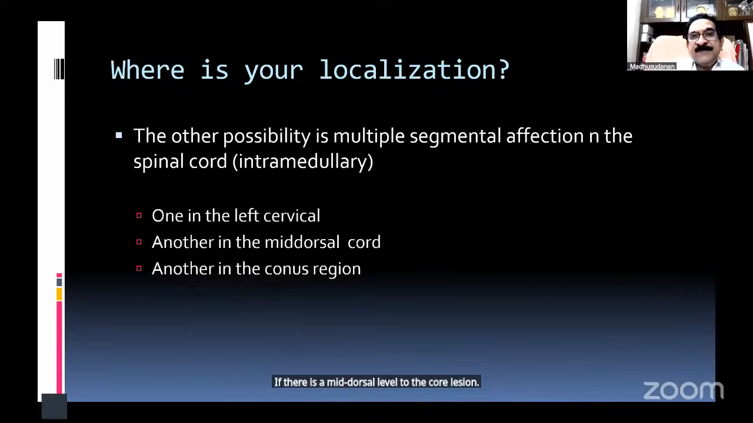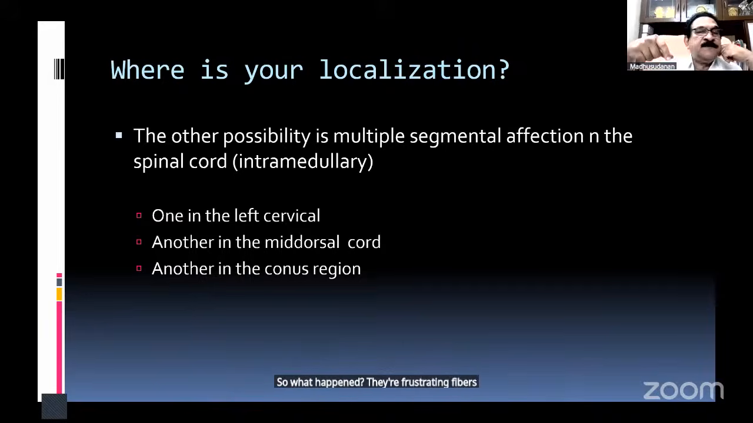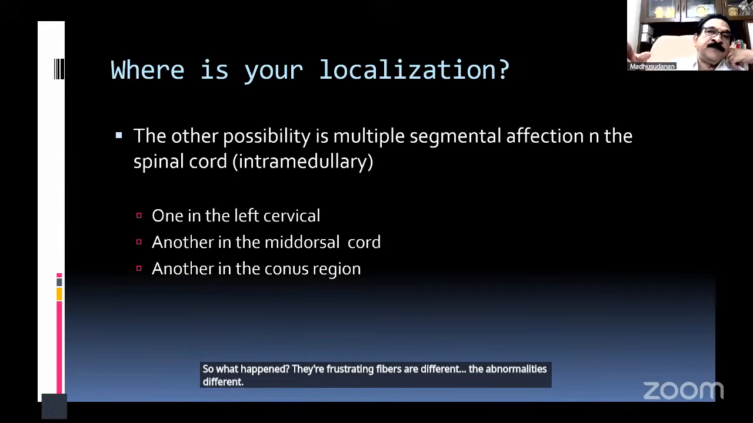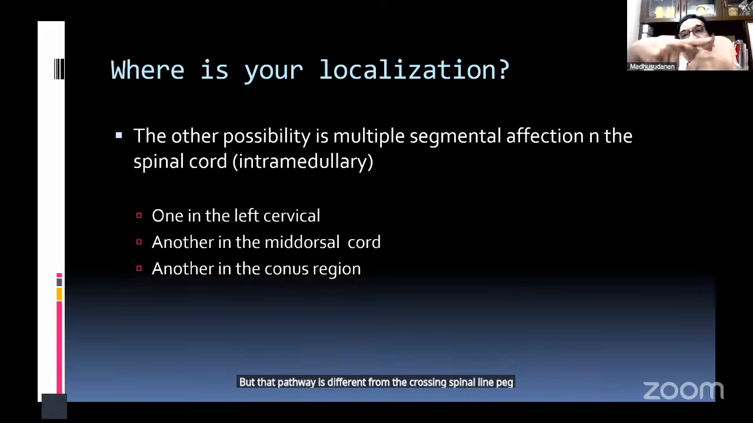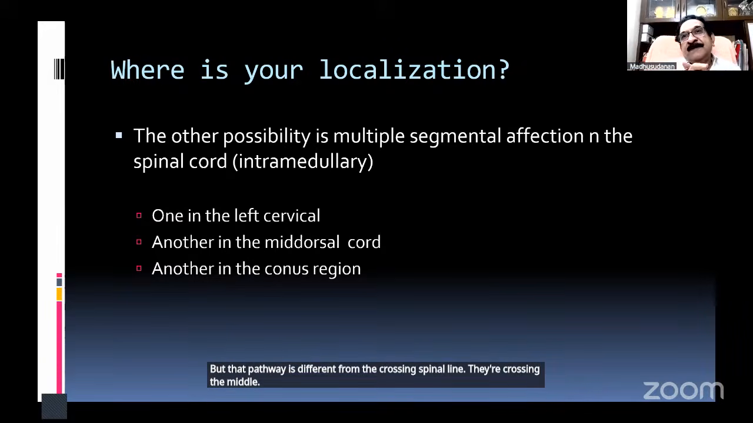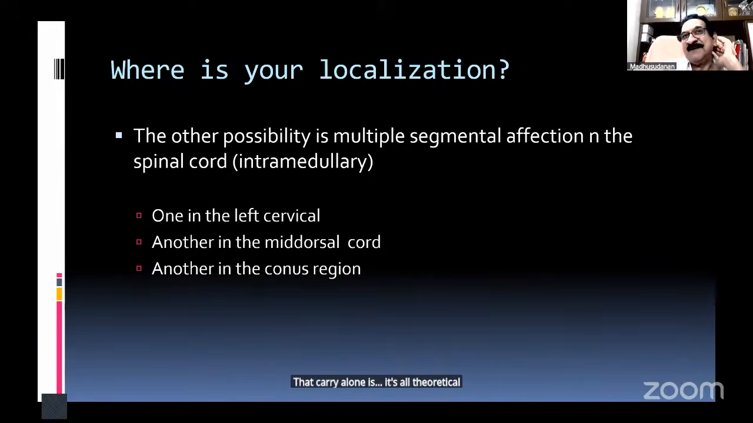Right. The problem is, your point is correct. But the point is only the pain fibers are lost. The crossing fibers alone may be affected. You can have the same thing. So what happens? The reflex-carrying fibers are different. The abdominal reflex is different. The afferent is polysynaptic, coming back to the motor nerves. But that pathway is different from the crossing spinothalamic fibers. That goes in the middle. Yes. That area alone. It's all theoretical possibilities I'm talking about.